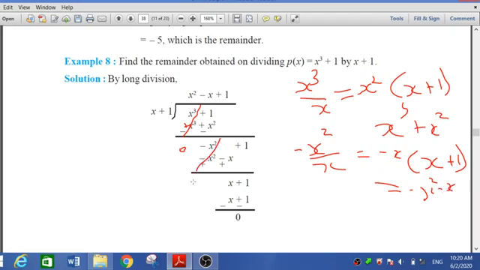Again sign change. Here it is 0. So plus x and plus 1. Again x divided by x, we get 1, that we have to write here. So x square is here, minus x is here, and plus 1 is here. And the remainder is 0 because the answer is 0.